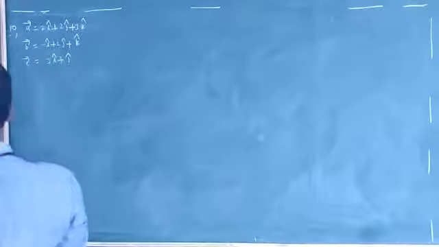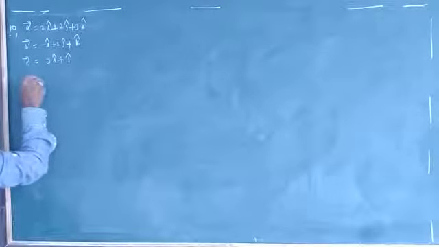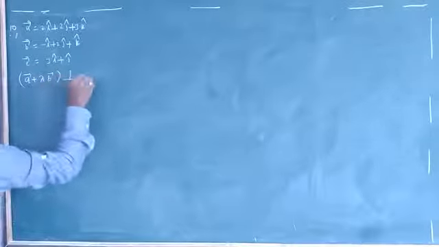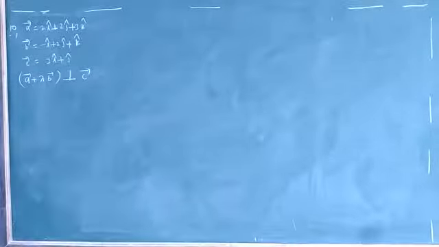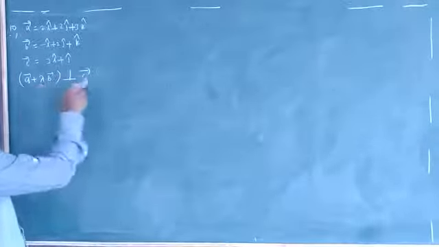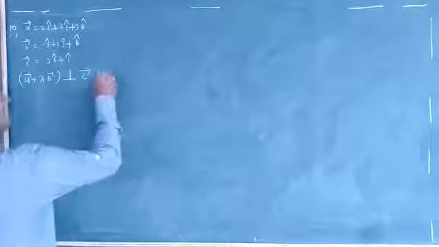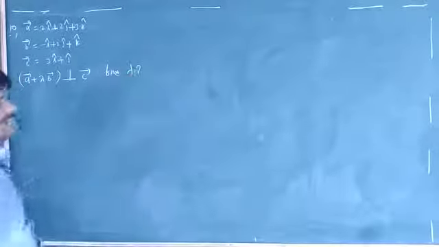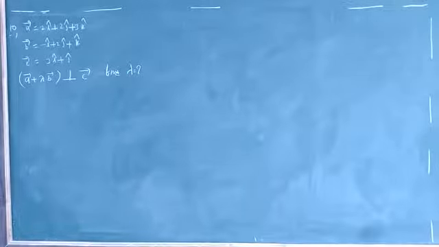And what is given here? A bar plus lambda b bar vector is perpendicular to c bar. That means these two vectors are perpendicular. Then find lambda; the lambda value is asked. How can you find it?